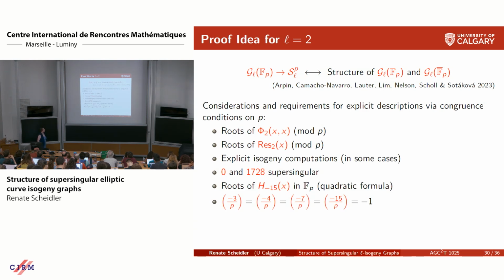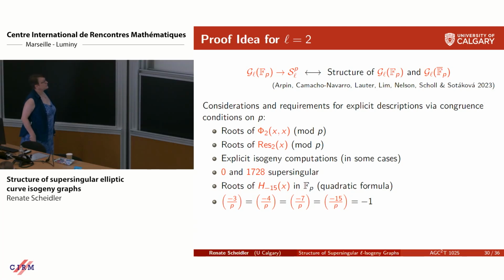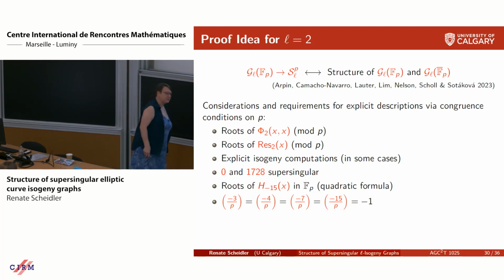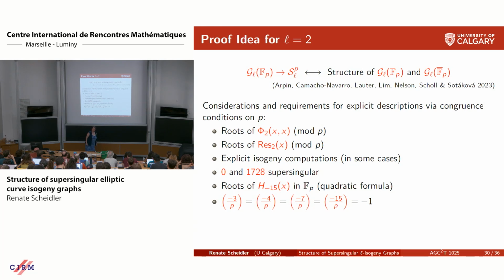You consider the roots of the modular polynomial phi2 of x, x modulo p, and then the roots of the corresponding res2 polynomial, so that tells you about loops and multi-edges. Sometimes you may need to do the odd explicit isogeny computation because you need to figure out whether an isogeny is defined over Fp or over Fp squared. You need to ascertain whether 0 and 1728 are supersingular. There are well-known congruence conditions for this. 0 is supersingular if p is congruent to 2 mod 3. 1728 is supersingular if p is congruent to 3 mod 4.